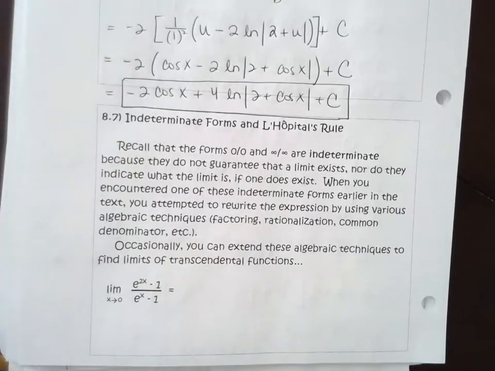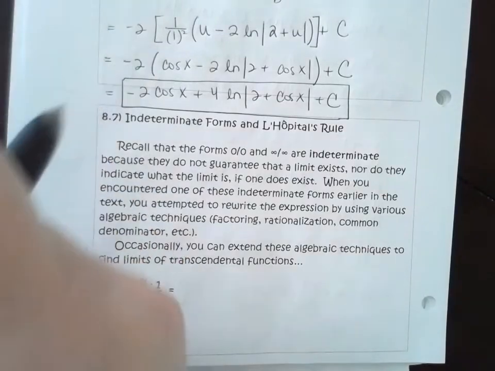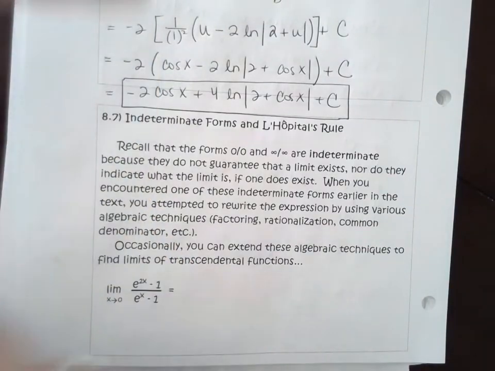Recall that the forms 0 over 0 and infinity over infinity are indeterminate because they do not guarantee that a limit exists. Meaning, if you plug in the values for the limit and you get 0 over 0, we have used alternative methods to figure that out, whether it be factoring or rationalizing. This is going way back to chapter 1.